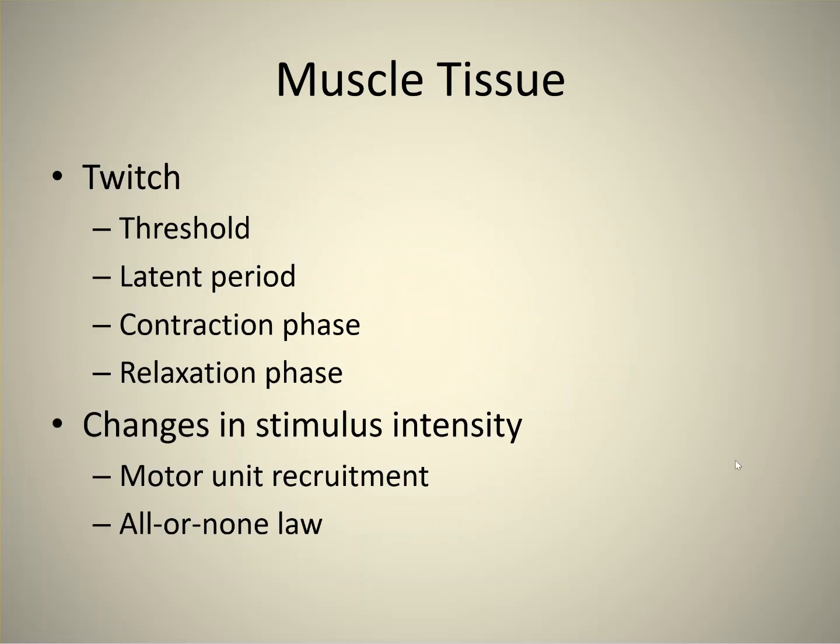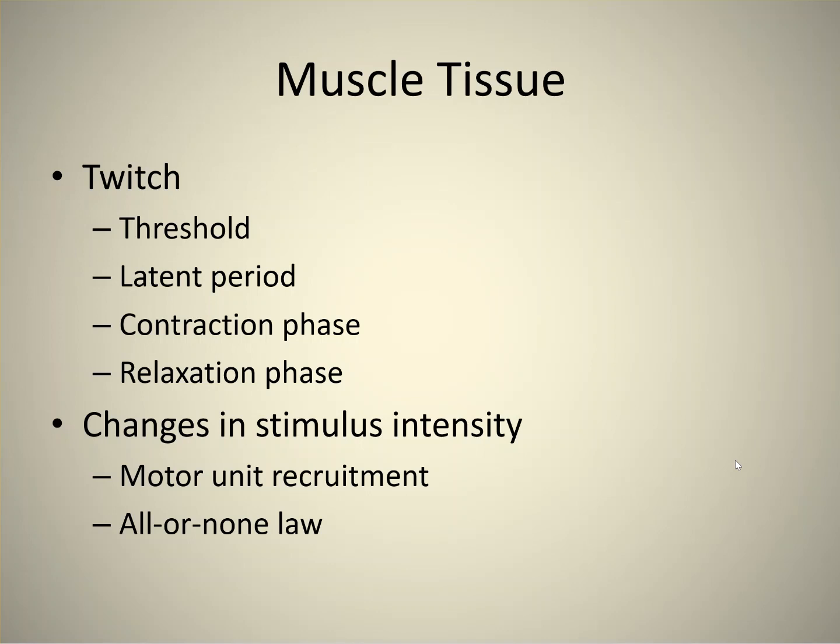So 34, we can talk about a twitch, which is one single contraction of a muscle. There's a threshold period where you stimulate it and nothing happens. Oh no, sorry, that's not right. Threshold is the amount of charge you have to put into it in order to get a twitch. The latent period is the little lag time. And then there's a contraction phase and a relaxation phase. I'm going to show you a graph of this later on.